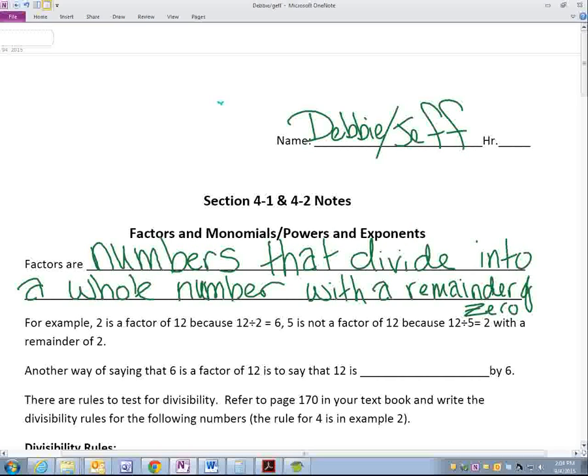I'm going to see if this is visible. Can you see that? So we'd say that 6 is a factor of 12, and that 12 is divisible by 6. Divisible. I spelled that wrong, I think. Yeah, it's able. Is divisible.